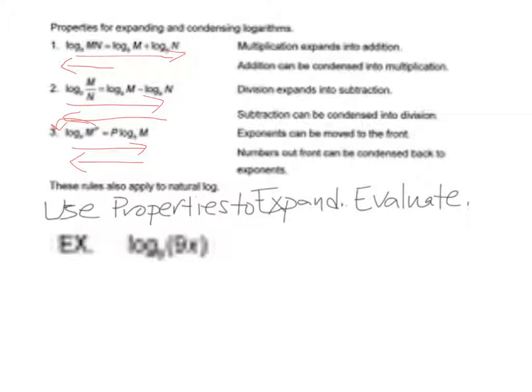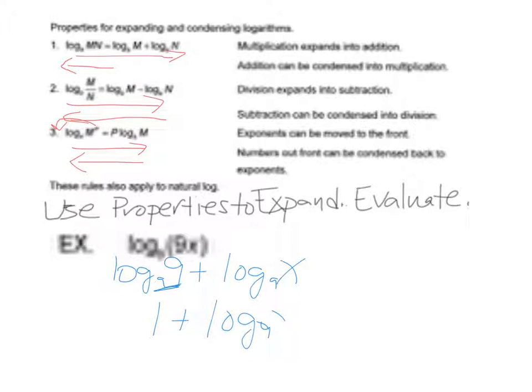So our first example says use the properties of logarithms to expand, and then we want to also evaluate. So we have multiplication here, log base 9 of 9 times x. I can split that into addition, log base 9 of 9 plus log base 9 of x. Then using the properties from the previous section, log base 9 of 9, because those numbers are the same, the whole thing just turns into a 1. So 1 plus log base 9 of x.